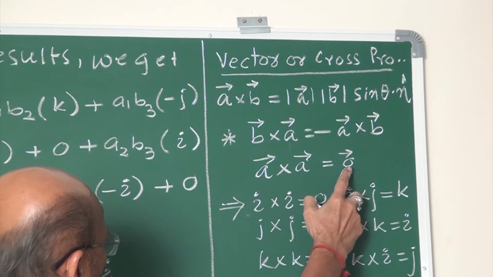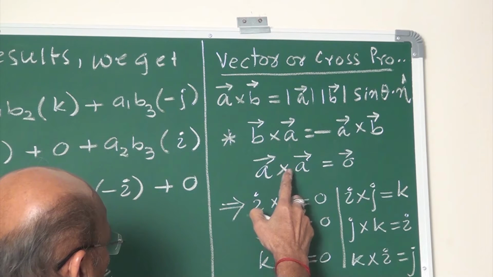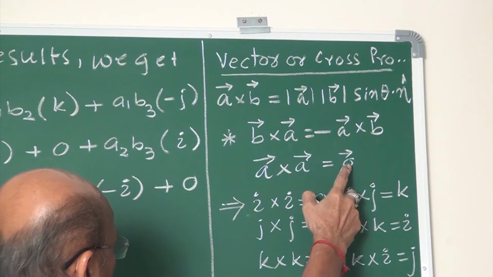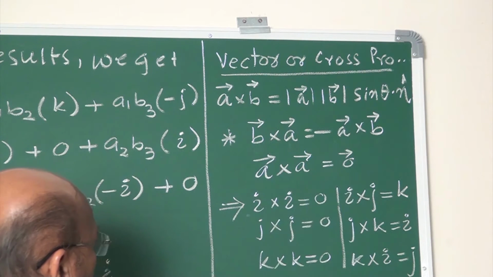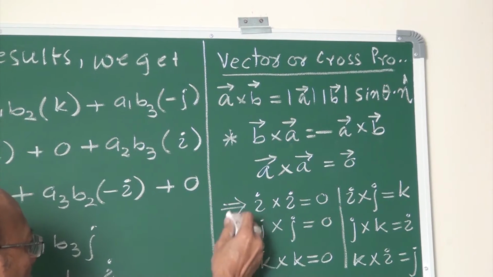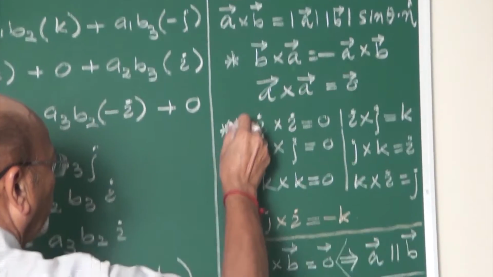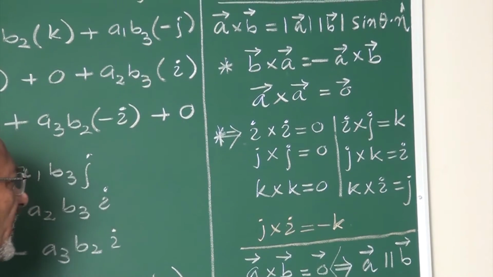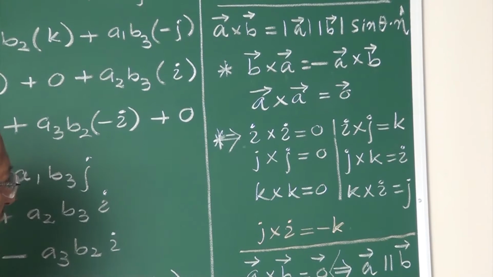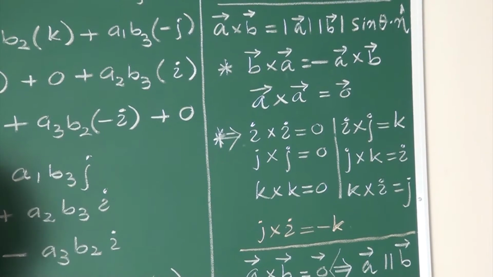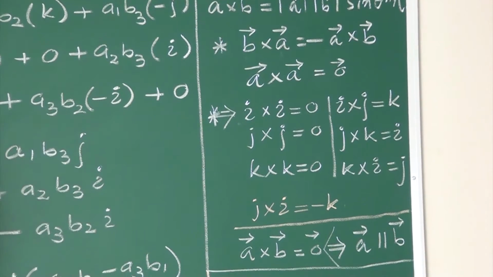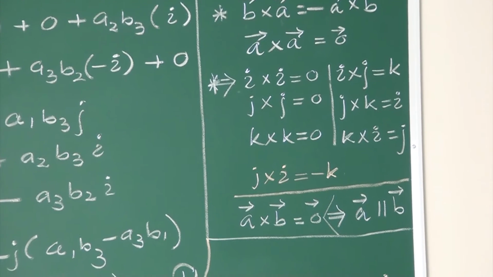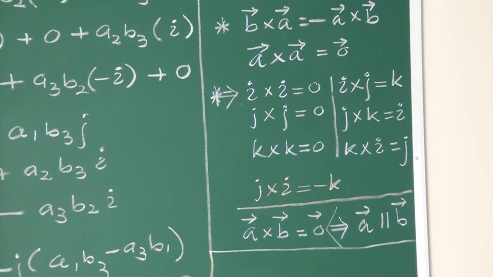A cross A is zero vector. The cross product of a vector with itself is a zero vector. This is a very useful result, my friends. I cross I is 0, J cross J is 0, K cross K is 0. You know that I, J, K are unit vectors along OX, OY, OZ.